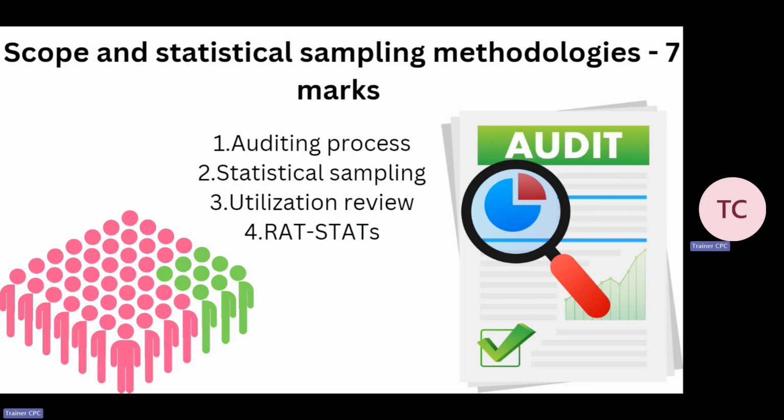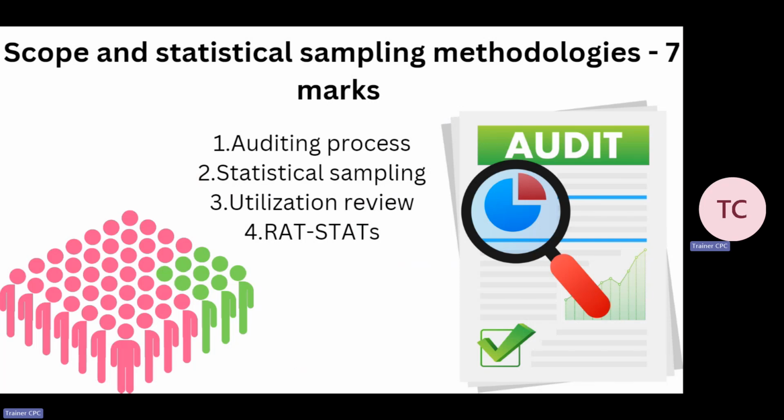Say, for example, 50 samples, 100 samples, 80 samples, like that. We need to use some statistical methodology to select those samples. So those methodologies we will discuss. And then we will discuss utilization review.